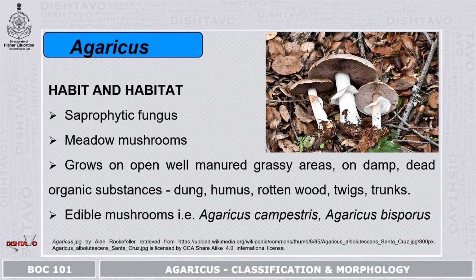Now, Agaricus is commonly called mushrooms. Most of the species of Agaricus are saprophytic in nature. They are called meadow mushrooms because they grow on open, well-manured grassy areas, on damp, dead and decaying substances such as dung, humus, rotten wood, twigs, trunks. Some of the edible species of mushrooms are Agaricus campestris and Agaricus bisporus.